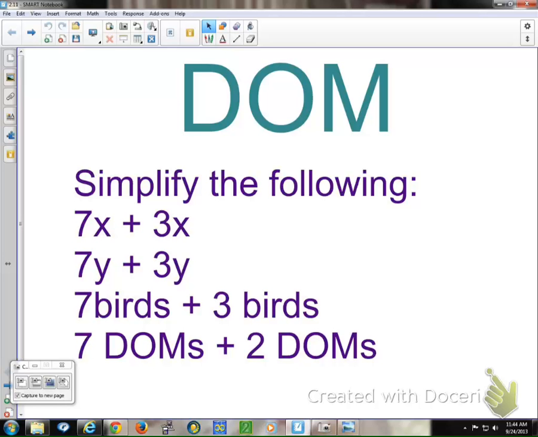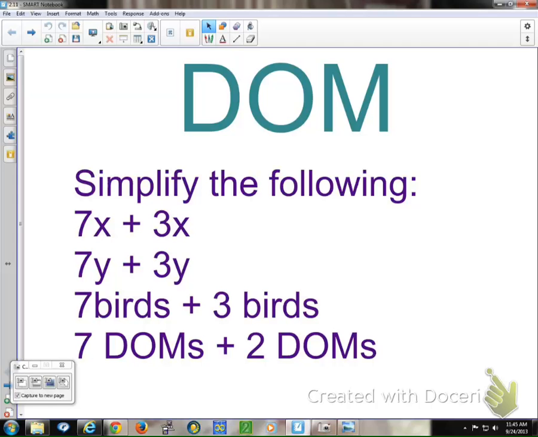Now, what is 7x plus 3x? What is 7y plus 3y? 10. What are 7 birds plus 3 birds? 10 birds. What are 7 doms plus 2 doms? 9. Today, I can't stress this enough: it doesn't matter what you are adding. As long as they are the same, as long as they are common, then all you really have to do is add the numbers in front of them. And that is it.